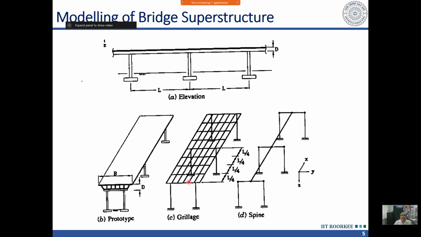Alternatively, if we think that the number of degrees of freedom here becomes too many and it will take more time, we can also represent it by an equivalent single frame element, which we call a spine. This third figure shows a spine model. Here the cross-sectional properties, that is the area, the moment of inertia about the two axes and the torsional rigidity, we assign to this single frame element, which we call a spine.